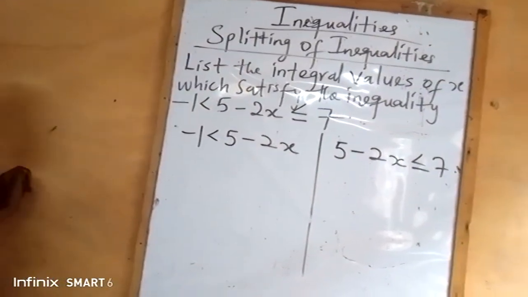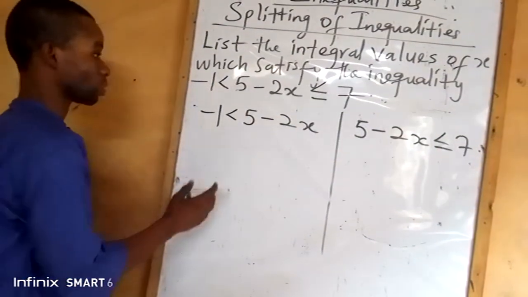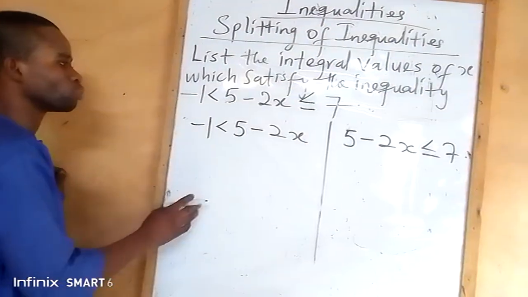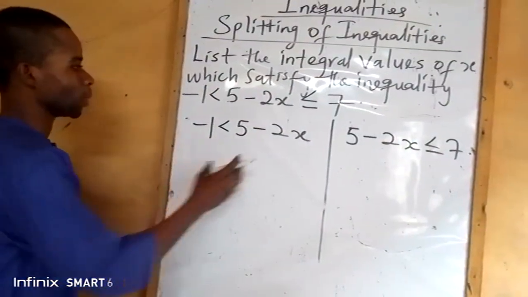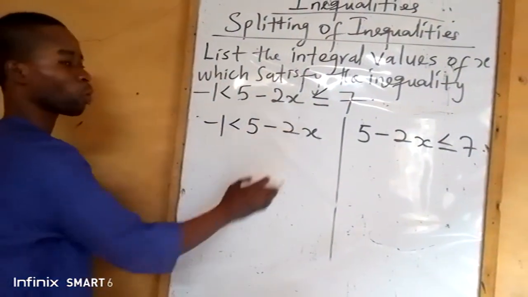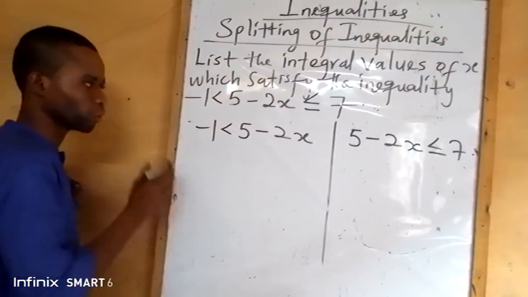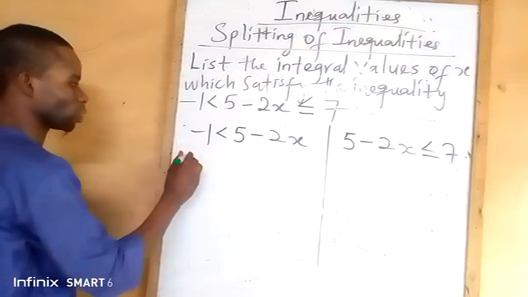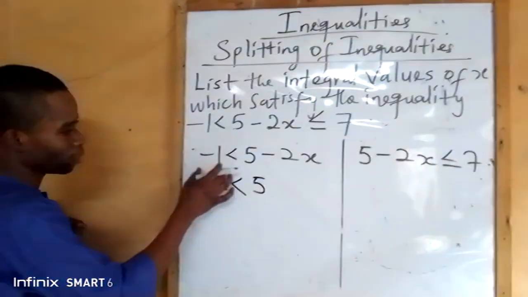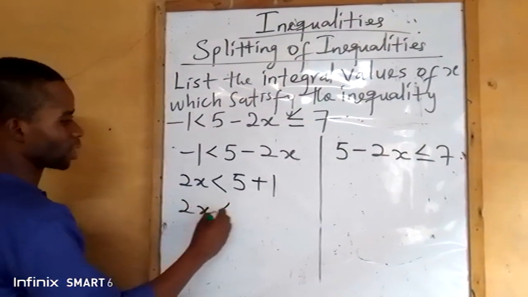After we've done that, we'll now solve it. We can treat these inequalities like equals to signs. Bring minus 2x, let it jump the inequality, so the minus will become plus. Once any number jumps the inequality, the sign in front of it changes. So 2x is less than 5, and bring this minus 1 to the back, it becomes plus 1. That means 2x less than 6.